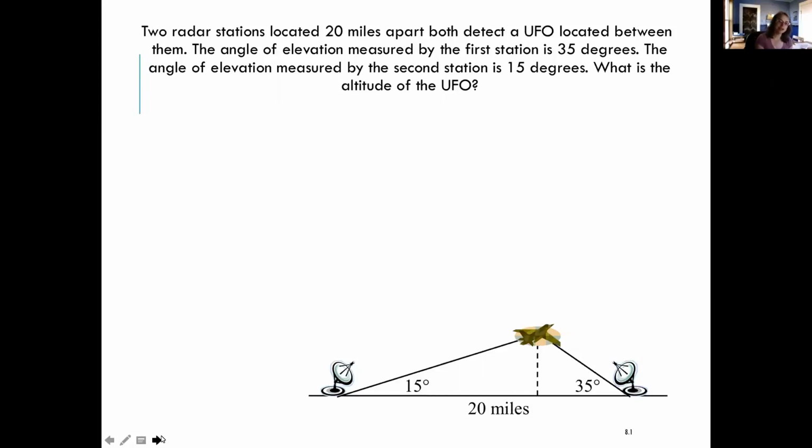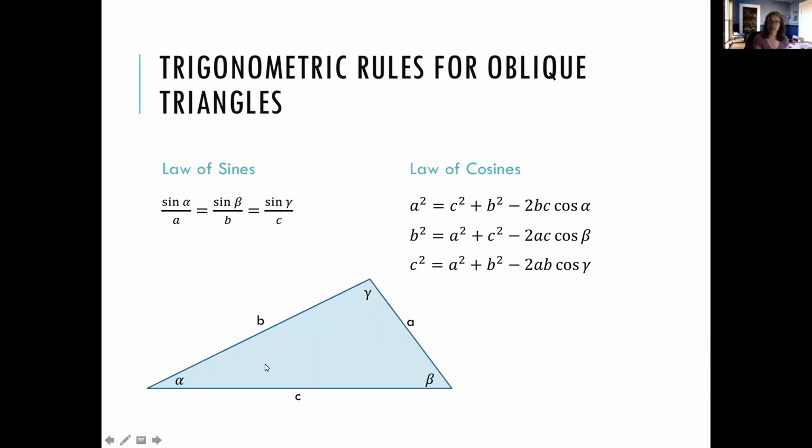We need to look at something called the law of sines. What the law of sines tells us is that the ratio between the sine of an angle and the length of the side opposite that angle is equal all the way around a triangle. So the sine of angle alpha divided by the length of side A opposite that angle is equal to the sine of angle beta divided by the length of side B, which is also equal to the sine of angle gamma divided by the length of side C.